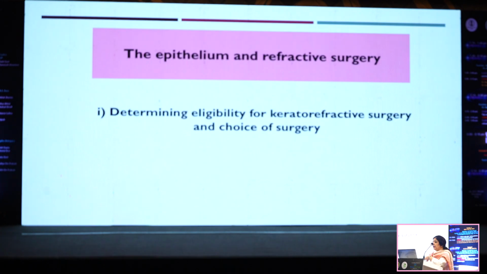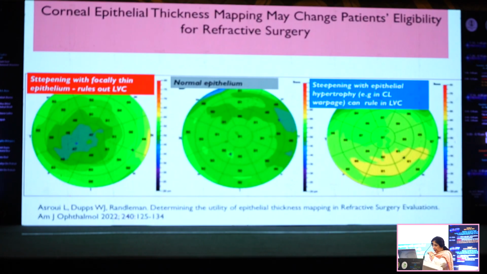So coming to the practical uses, where do we use it in our clinical practice? So one is determining eligibility for keratorefractive surgery and the choice of surgery. For example, in this article published by Roots et al. in AGO 2020, they studied the epithelial relation to the steepening, and they studied 100 patients.